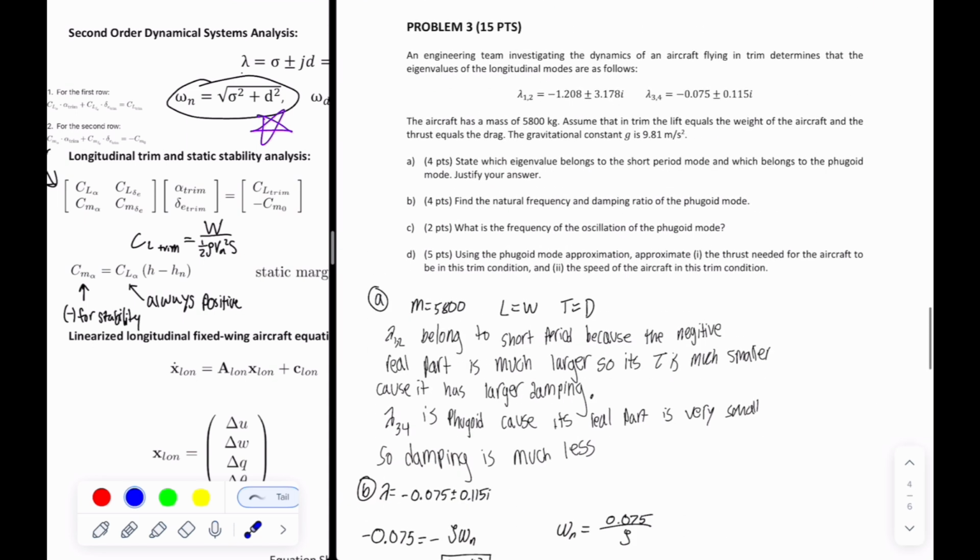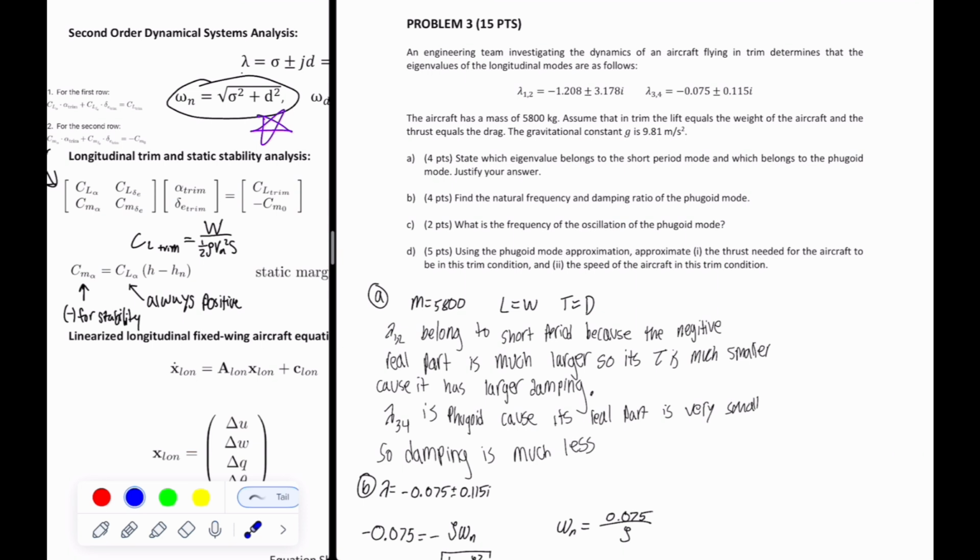Problem 3. An engineering team investigating the dynamics of an aircraft flying in trim determines that the eigenvalues of the longitudinal modes are as follows. The aircraft has a mass of 5,800 kilograms. Assume that in trim the lift equals weight and the thrust equals drag. The gravitational constant g is 9.81 meters per second squared.